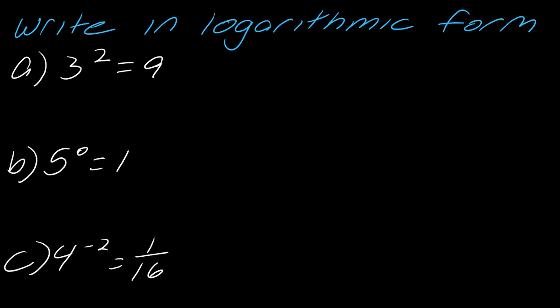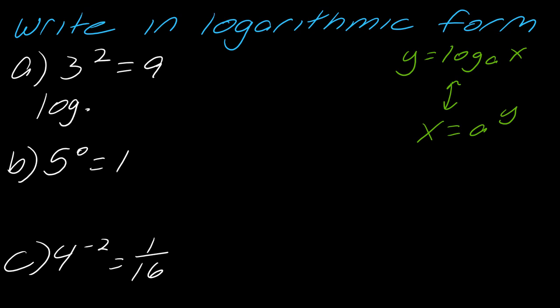So now let's pivot to reminding ourselves how this definition works. I have a bunch of exponential equations and I just want to write them in logarithmic form. So remember, y equals log base a of x is equivalent to x equals a to the y. When I apply that to this first one, 3 squared equals 9, the base of this becomes the base of my log, base 3. And then where I have my equals, that's going to go log base 3 of 9 equals 2.